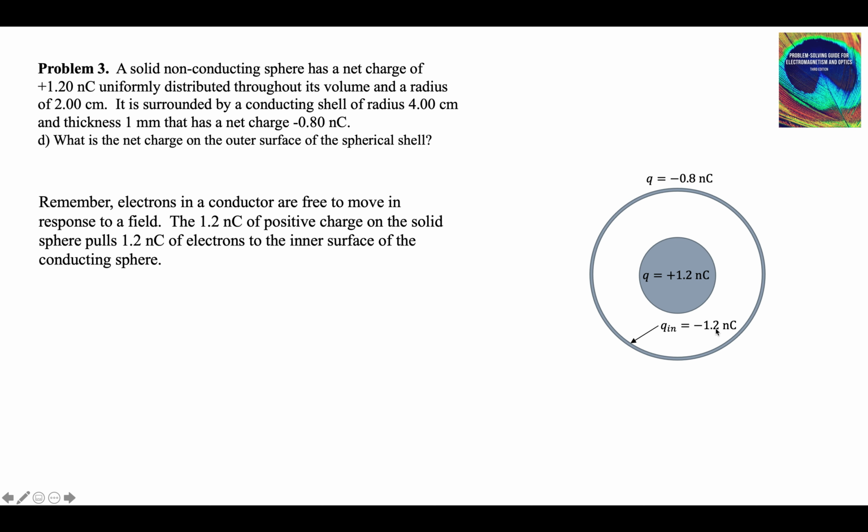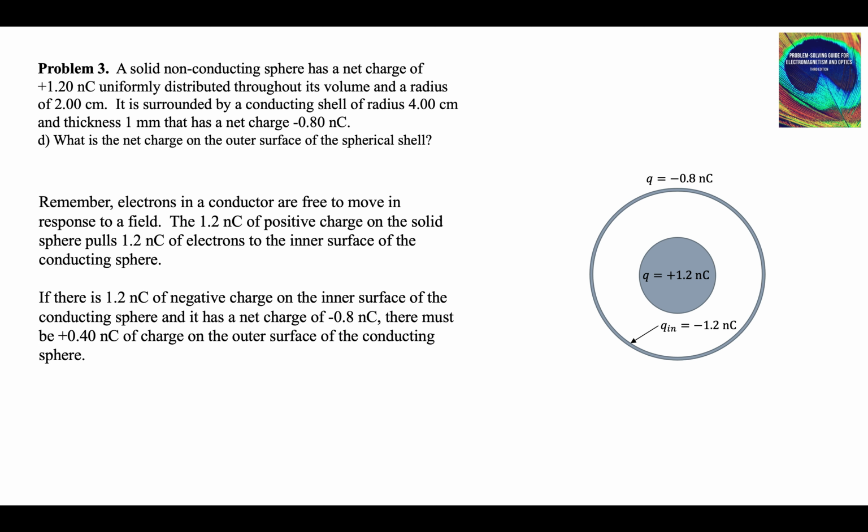If we know there's minus 1.2 nanocoulombs on the inner surface and the total is minus 0.8, seems like there's got to be plus 0.4 nanocoulombs on the outer surface. So the answer is the charge on the outer surface of the conducting sphere is plus 0.4 nanocoulombs. And that's problem 3.